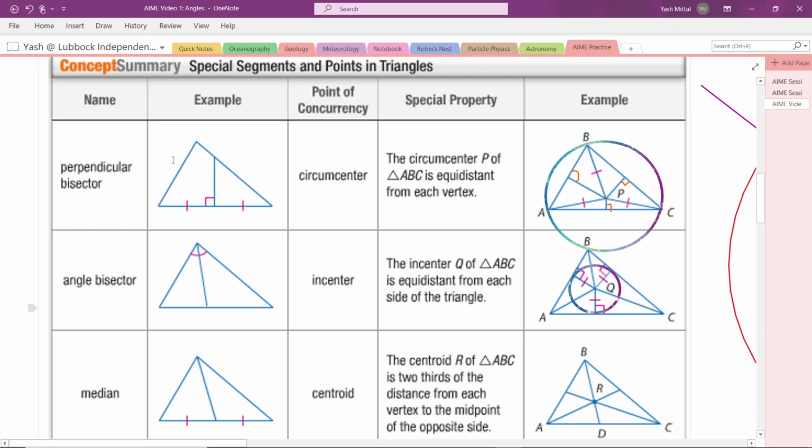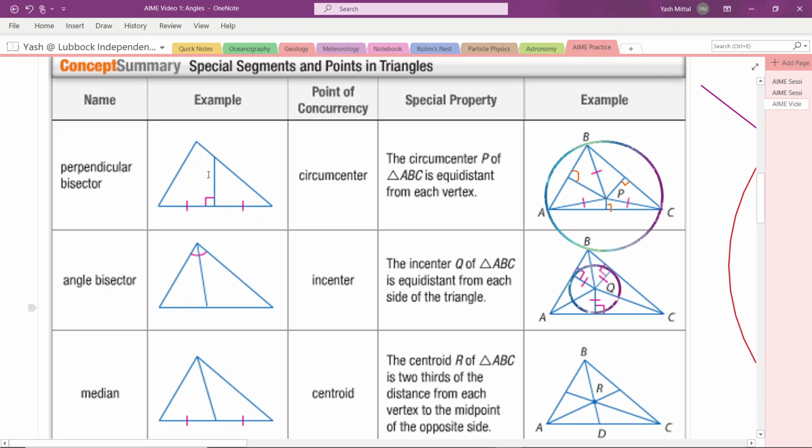And if you do it with every side of the triangle, they all meet up at the same point, which is termed the circumcenter, the point of concurrency. All 3 of them meet up at the circumcenter, and the special thing about this is that it's equidistant from each vertex. And it makes sense too.